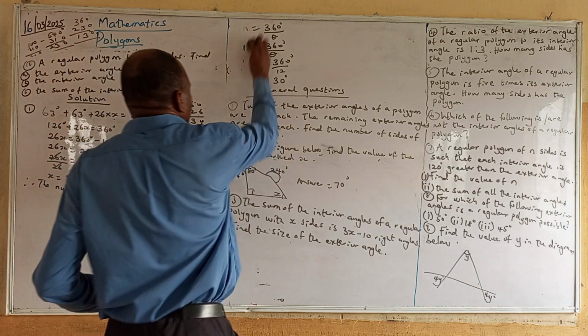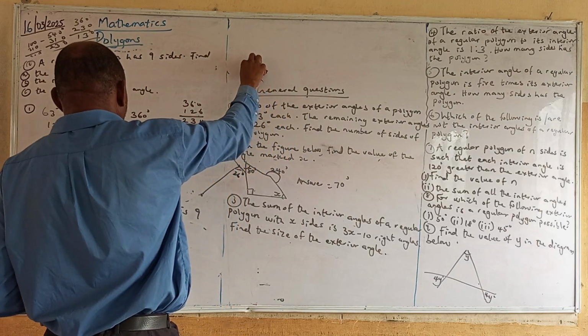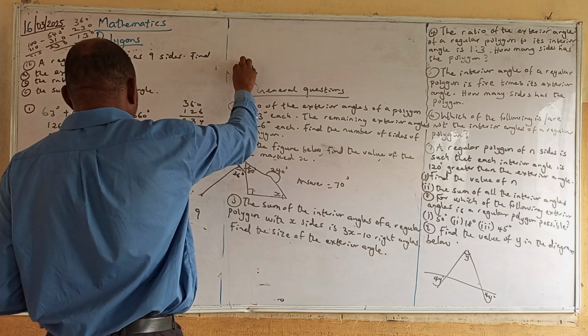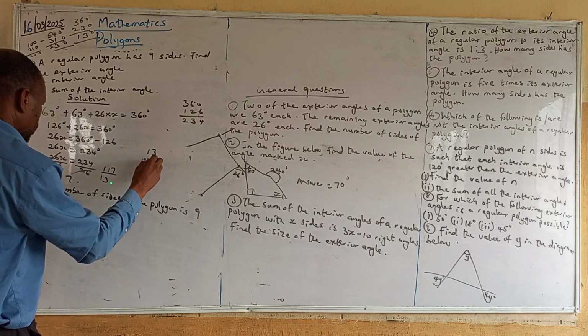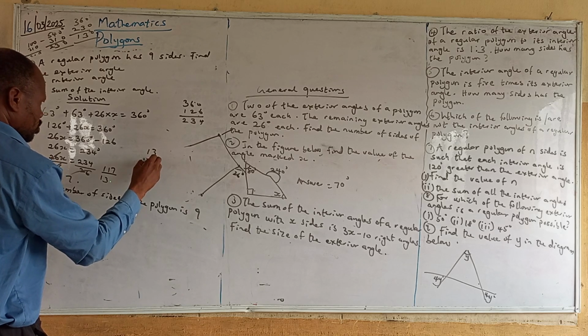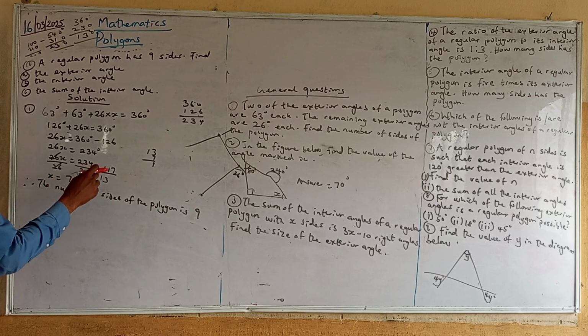Then let me check. 21. No. 117. That's 113 divided by.